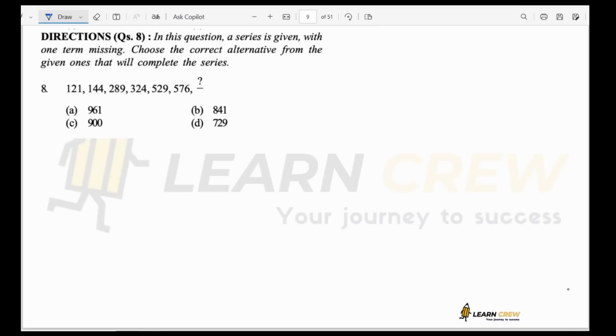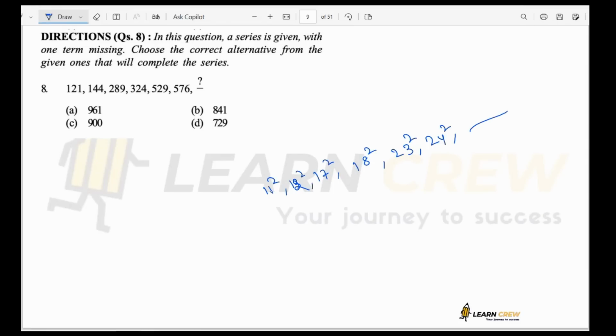5 seconds. 11 square, 13 square, 17 square. Yes or no? And after that 18 square, 23 square, 24 square. What next will come? 25 square. Yes or no? 11, 12. 11 square, 12 square, 17 square, 18 square, 23 square, 24 square. So after that what will come? Tell me.